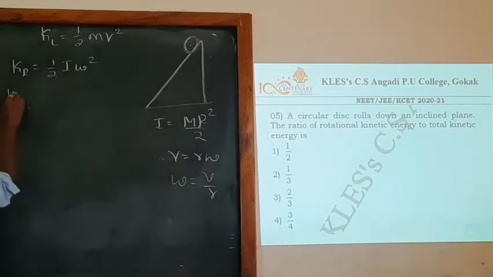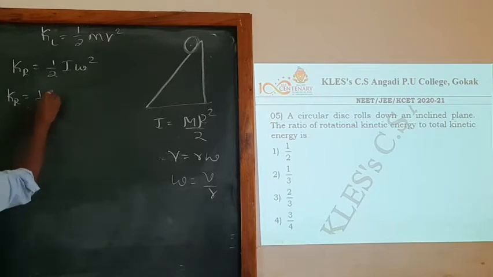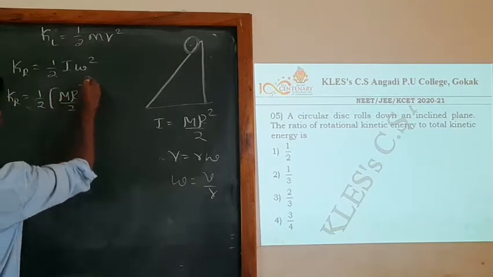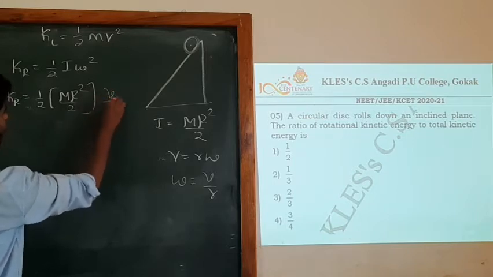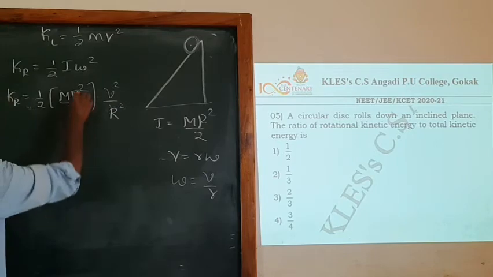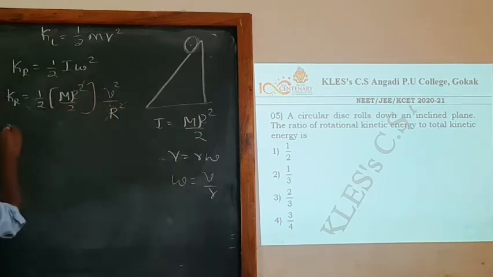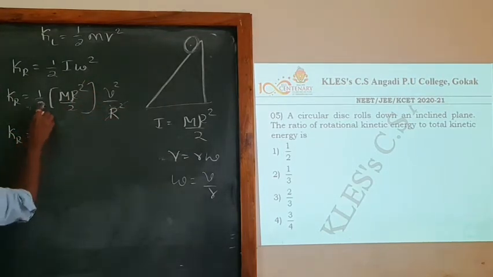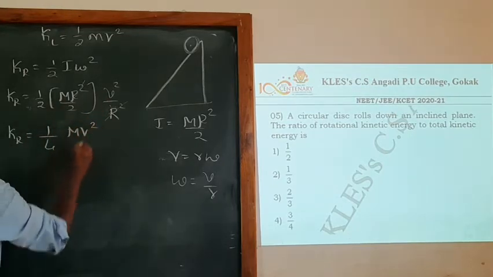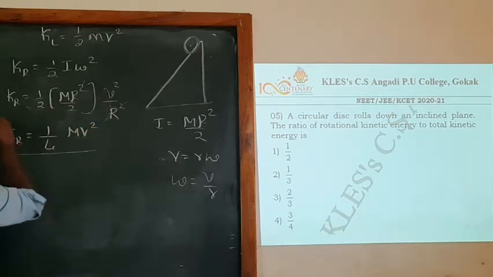Okay, substitute this value. Kr is equal to 1 by 2 into m r square by 2 into omega square. Instead of omega, I'll write v by r, and the square term is v square by r square. Now this r square and this r square cancel. So Kr is equal to 1 over 2 into 2, that is 1 by 4 mv square. This is the rotational kinetic energy.